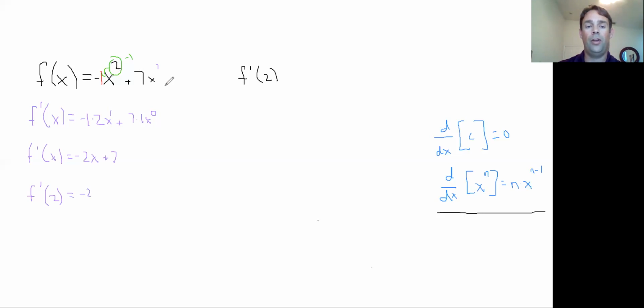Biggest thing, we take the exponents, and we drop it in front, and then we subtract 1 from our exponent to get our new exponent. And from there, just plug and chug.